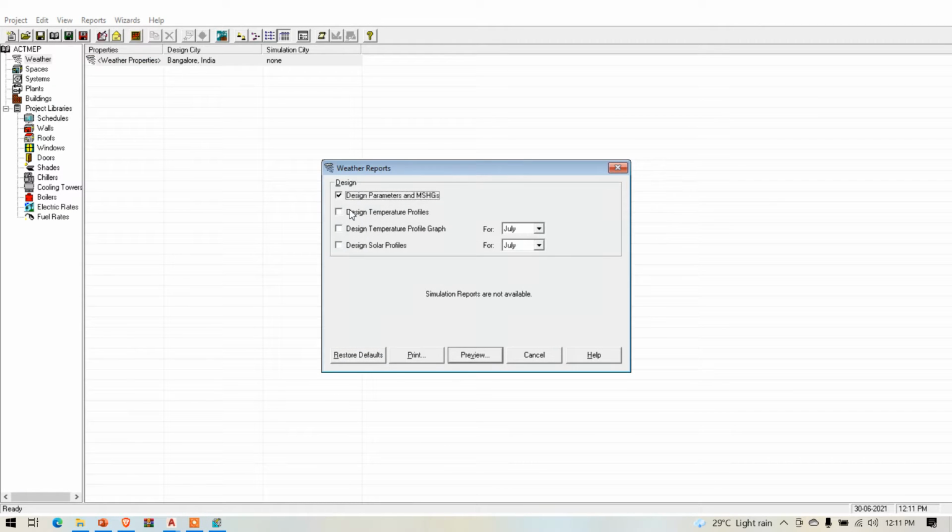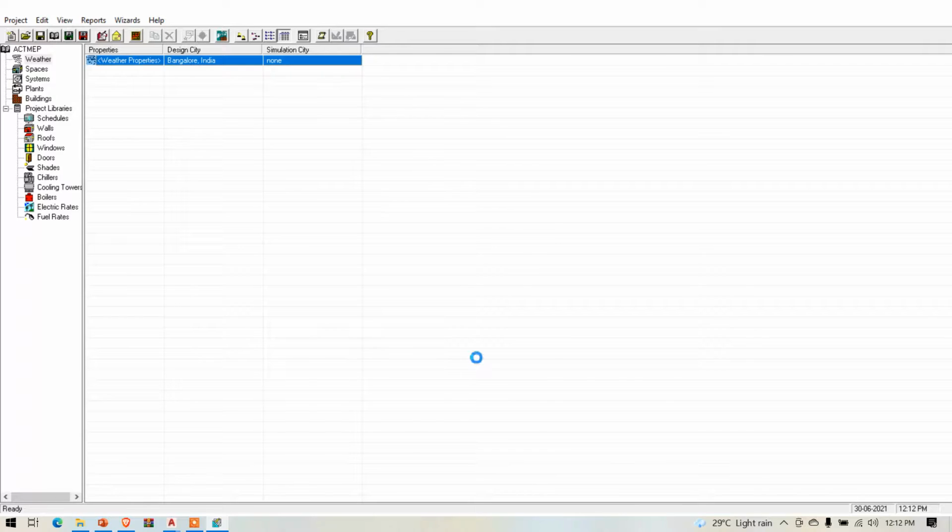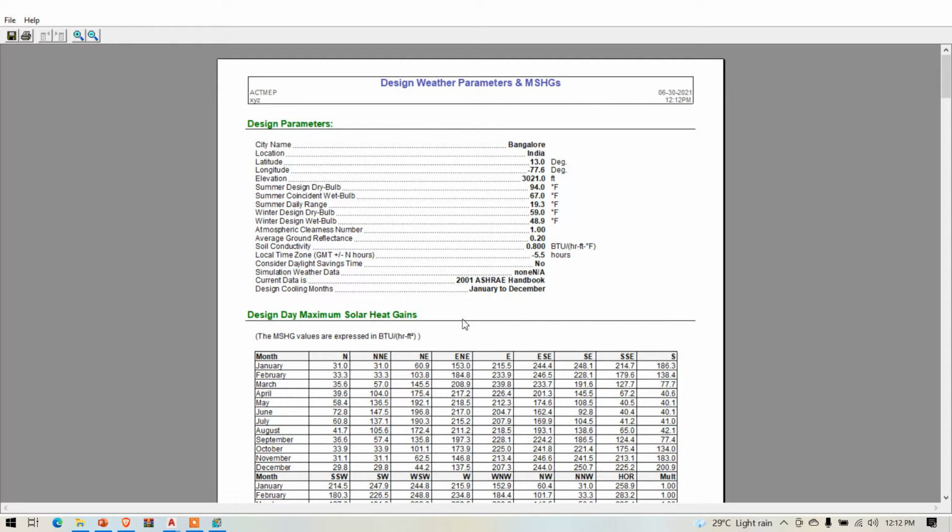In this, you can select whichever reports you want over here. The first one is design parameters, the next one is design temperature profiles, and design temperature profile graph. If you want the graph also, you can print the graph. And solar profile, that is nothing but the sun, how much heat we are getting from the sun, from January till December. Give the preview option, and it automatically shows the entire results over here.